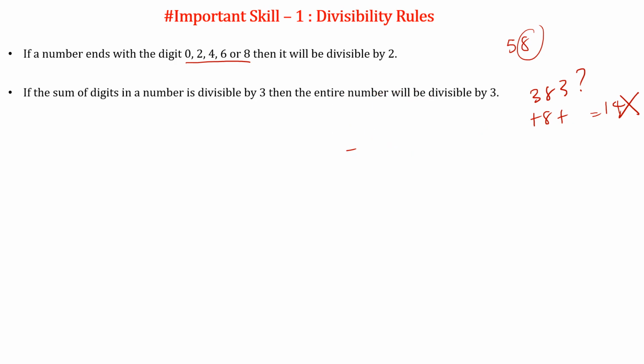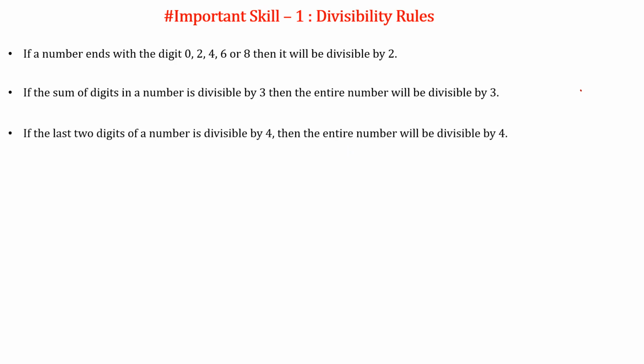Okay. Now what about the divisibility test for 4? When is a number divisible by 4? If the last 2 digits of a number are divisible by 4, then the number will be divisible by 4. For example, we can go with 1936. Is this number divisible by 4? Yes, it is. Why? Because the last 2 digits, 36, is a multiple of 4, right? 4 nines are 36. So this number is divisible by 4.